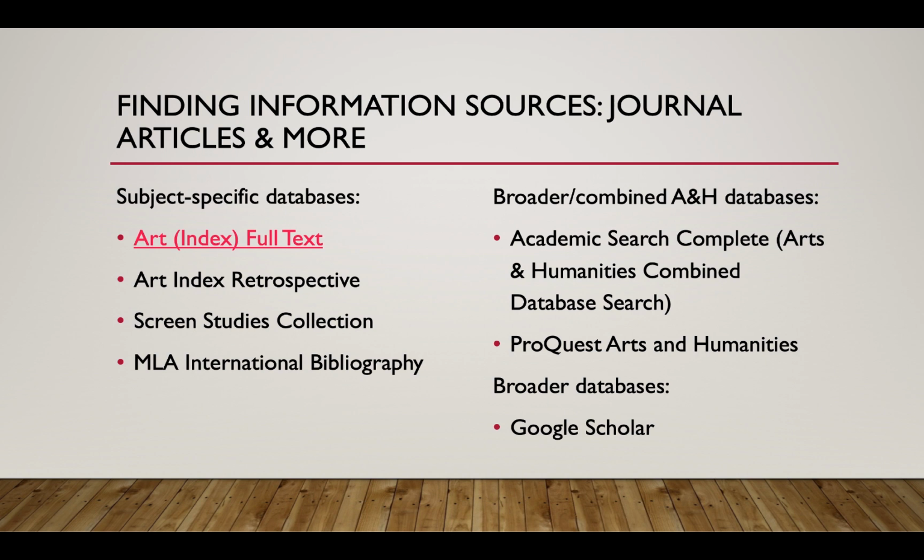Then we have some broader or combined arts and humanities databases, such as Academic Search Complete and ProQuest Arts and Humanities. Finally, you can search in a broader database like Google Scholar. Rather than demonstrate each and every one of these databases, I'm going to show you one of the databases with live searching, and then I'll show you my final searches for each of the other databases.